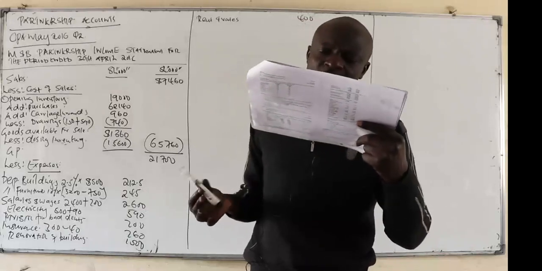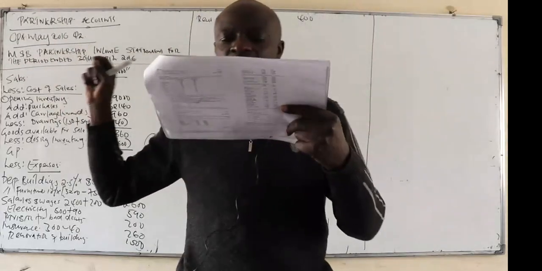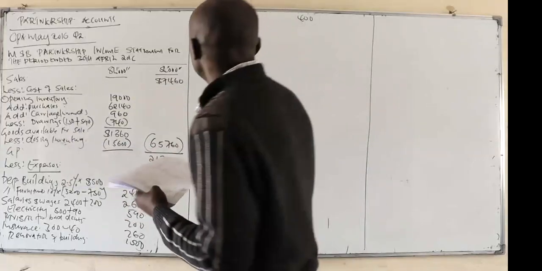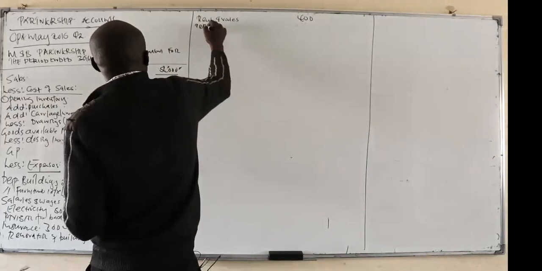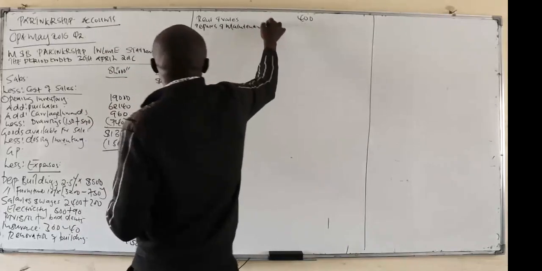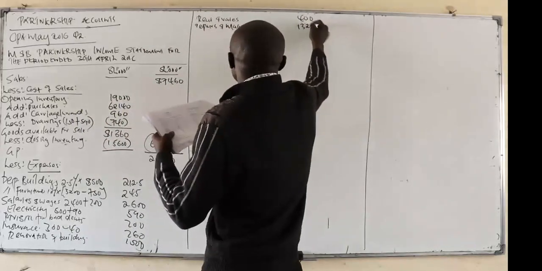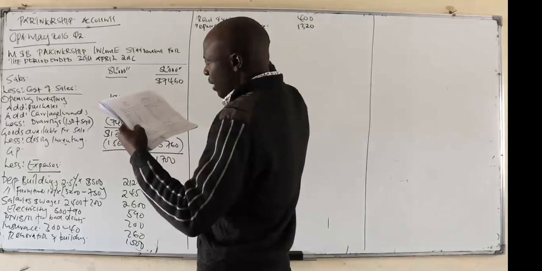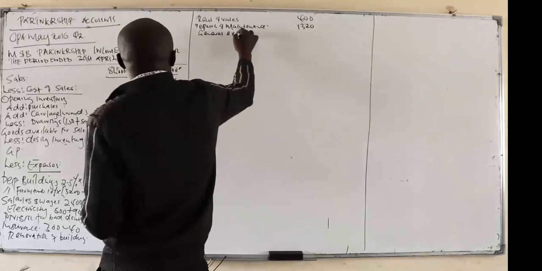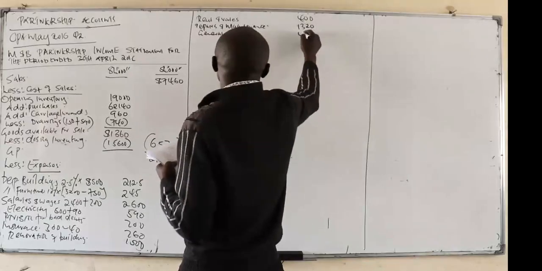Bank balance, is that an asset or a liability? When the bank balance is on the credit side, it means an overdraft. It's a liability. Accounts payable is a liability. Receivable is an asset. Repairs and maintenance. How much is it? 1,320. So you write there 1,320. And then we have general expenses. How much is it? 4,700.